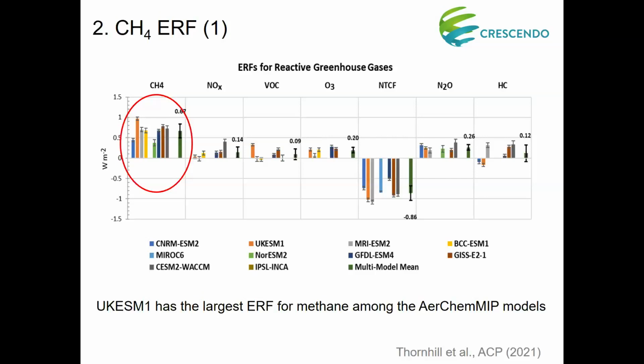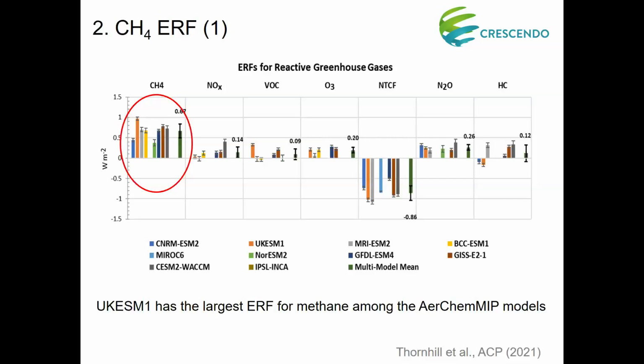The deeper orange here represents the UK's Earth System model, and the grey represents CESM2 WACM. You'll see on the far right we're showing the multi-model mean and standard deviation. Of all the models that contributed to AerChemMIP, the UK's model is showing the largest forcing for methane. So we're going to investigate that a little further.